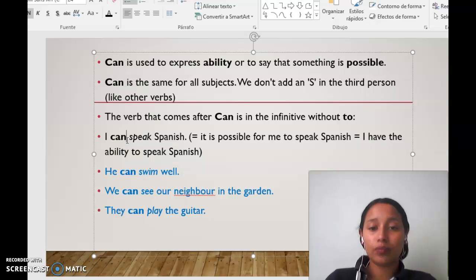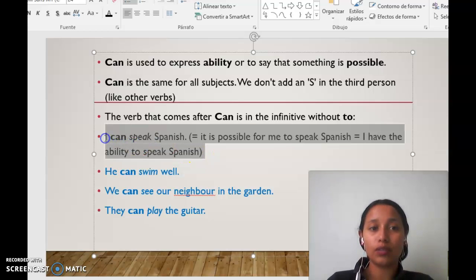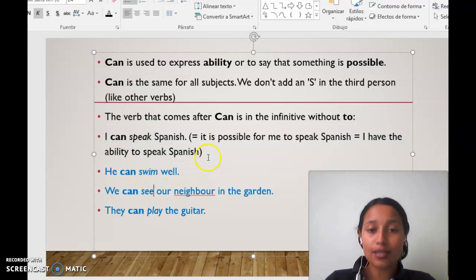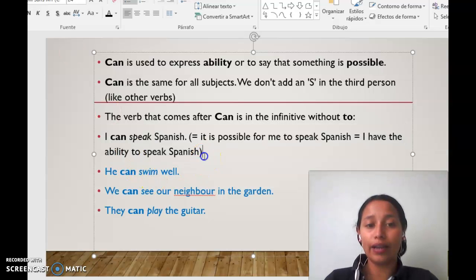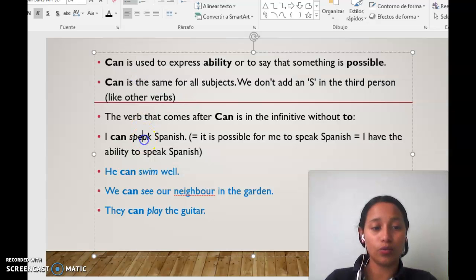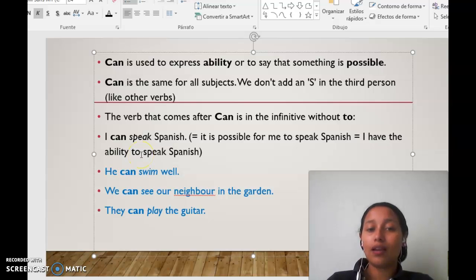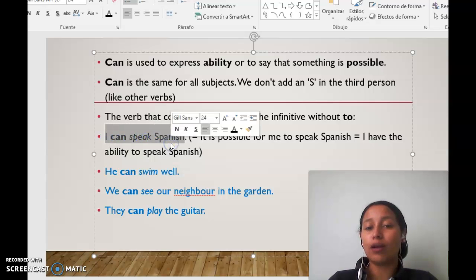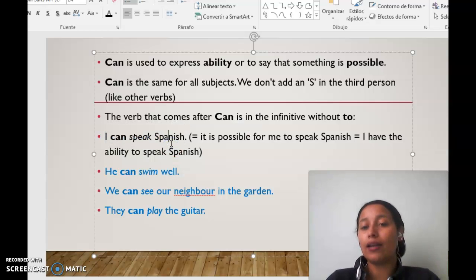Number 4. Okay, those are some examples for explaining those rules and those functions. The first one is I can speak Spanish. So it means that I have the ability to speak Spanish. Entonces, en español es yo puedo hablar español. Significa que yo tengo la habilidad de hablar la lengua española.